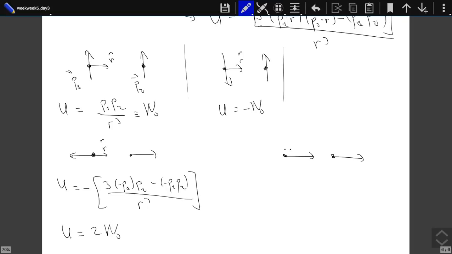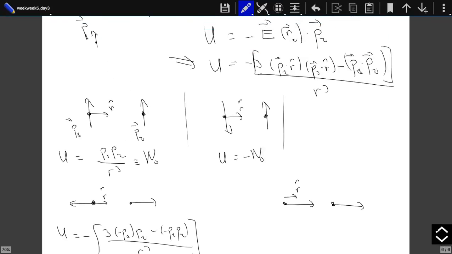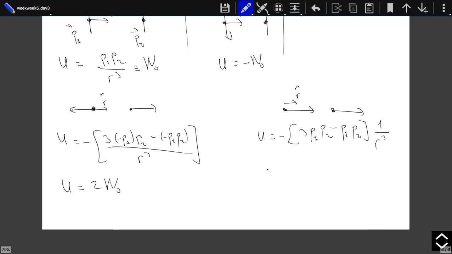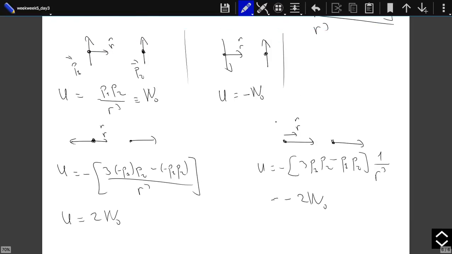Now here comes the last one. Again, this is R hat. What is P1 dot R hat? P2 dot R hat. So U is equal to minus 3 P1 P2. What is P1 dot P2? P1 P2 times 1 over R cubed. So this is minus 2 omega 0. So this is the configuration that has the lowest energy, not the other ones.